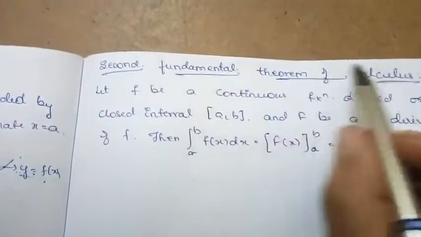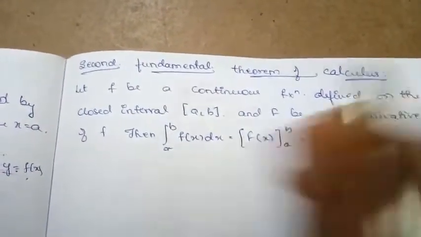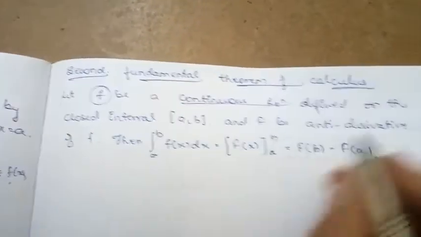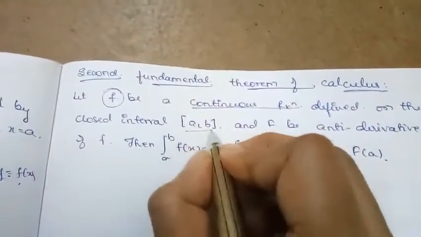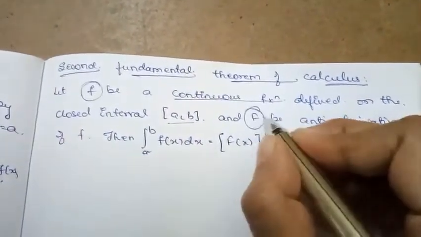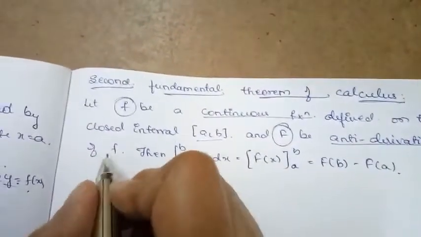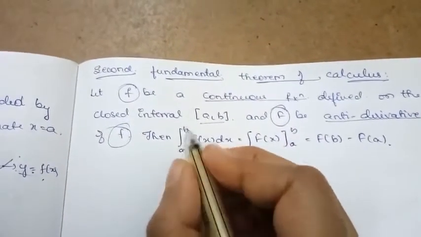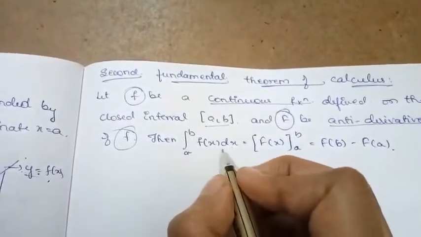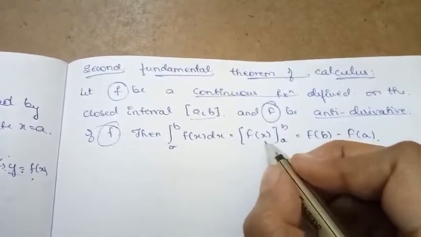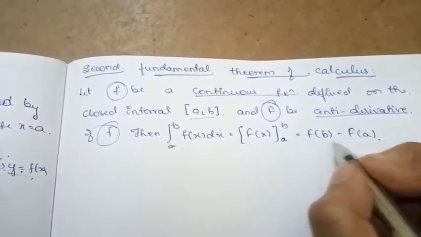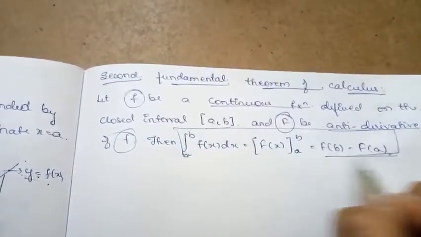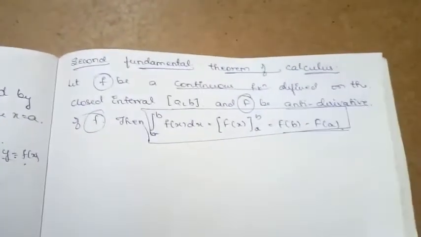Now the second fundamental theorem of calculus. What it is saying is, suppose f is a continuous function defined on the closed interval a to b, and capital F is an antiderivative of the given function f, then we write the integral from a to b of f of x dx is equal to F of x from a to b, that is nothing but F of b minus F of a. I have explained how this works generally in the beginning of this video through an example.